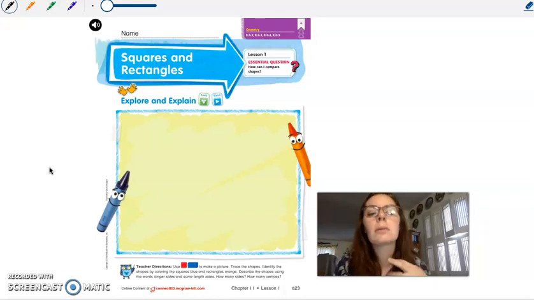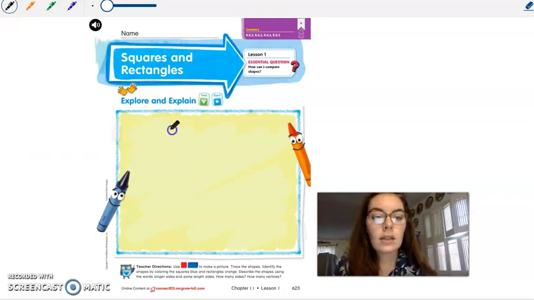Okay, so what I'm going to first have you do is draw a square. Do it as best as you can because we're drawing. A square has four equal sides. That means that they're all the same.